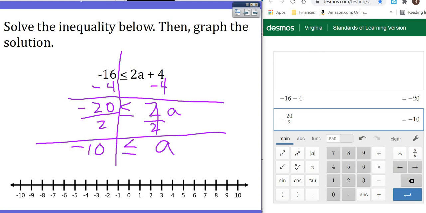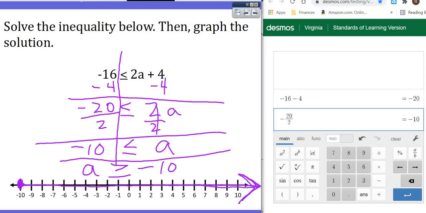But now, since I have to graph my solution, my variable has to be on the left side. So I'm going to move my a here and move my negative 10 here, which means the inequality has to flip. If I change the side that the variable's on, the inequality has to flip. So a is greater than or equal to negative 10. That means we're going to have a closed circle at negative 10, and everything larger than negative 10 is a solution. Okay, so that's how that one would be graphed. Let's go ahead and look at the next one.